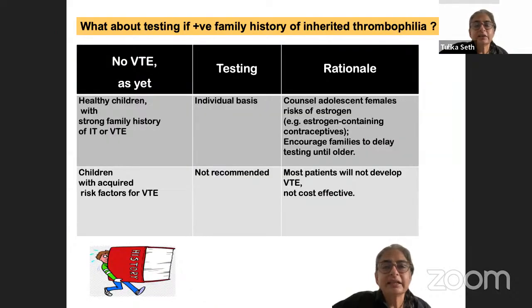So what about testing if we have a positive family history of an inherited thrombophilia? We often get these families where there is a relative who has had a deep vein thrombosis and they've been found to have an inherited thrombophilia mutation. So if the child is healthy, even if they have a strong family history, we don't recommend doing the testing.